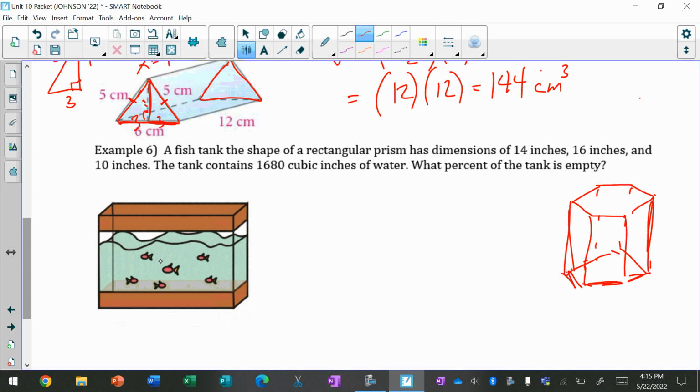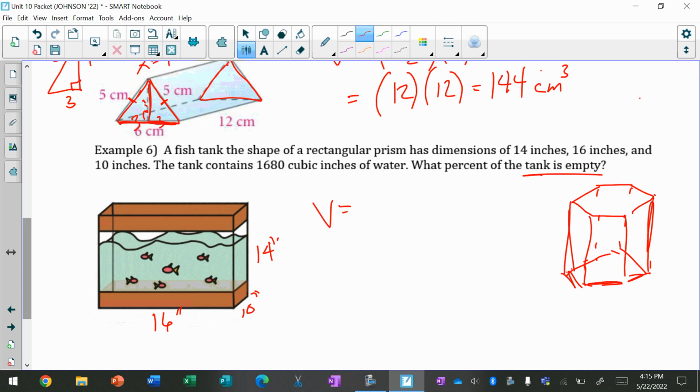So the 14 inches by 16 by 10. So let's say, we don't know. Let's see, this looks to be the longest, so let's say this is 16. Let's say this is 10. And that's 14. All right. The tank contains 680 cubic inches of water. What percentage of the tank is empty?